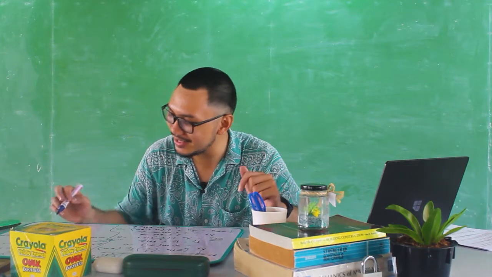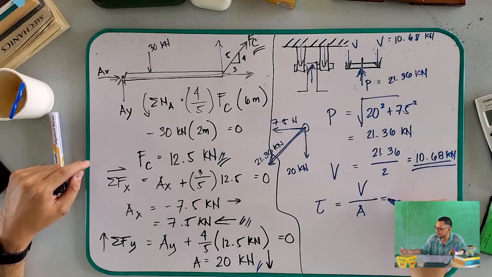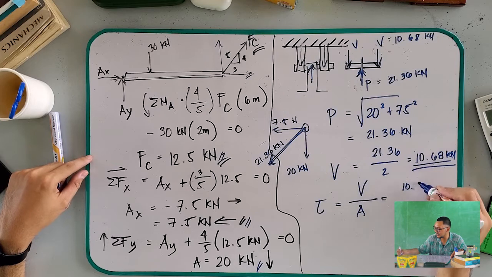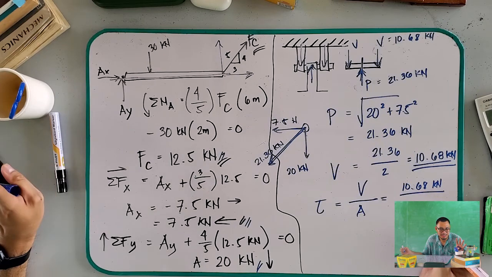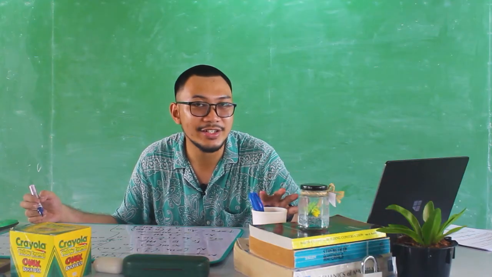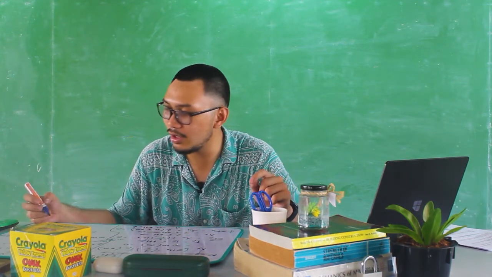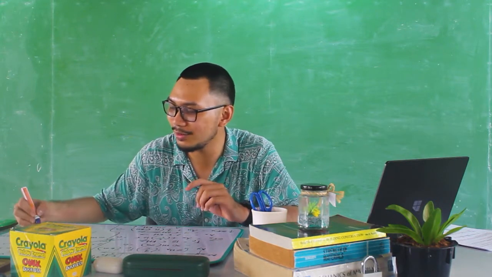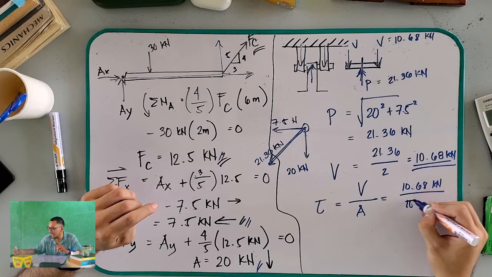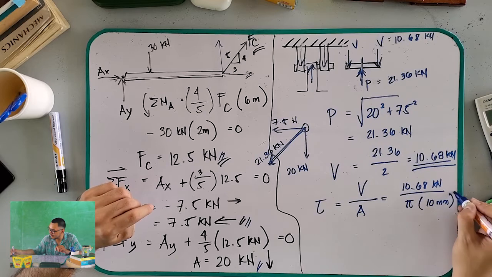And now, finally, to get our shear stress, what we will do is V over cross-sectional area. Our V, we already know is 10.68 kilonewtons. And then our cross-sectional area, the cross-sectional area of the pin. The pin has a circular cross-section. So, to get the area of a circle, pi r squared. But the given here is the diameter. So, it is more comfortable to use the radius, divide by 2. Pi times 10 millimeters squared.